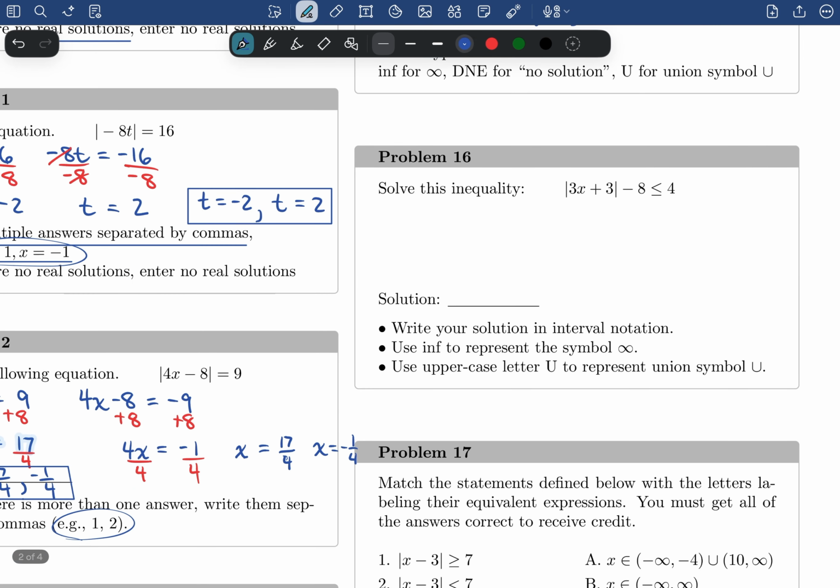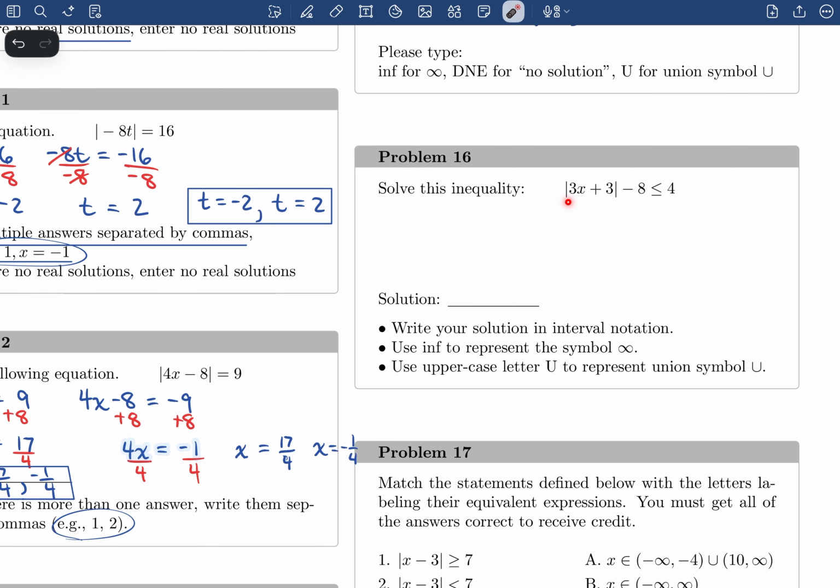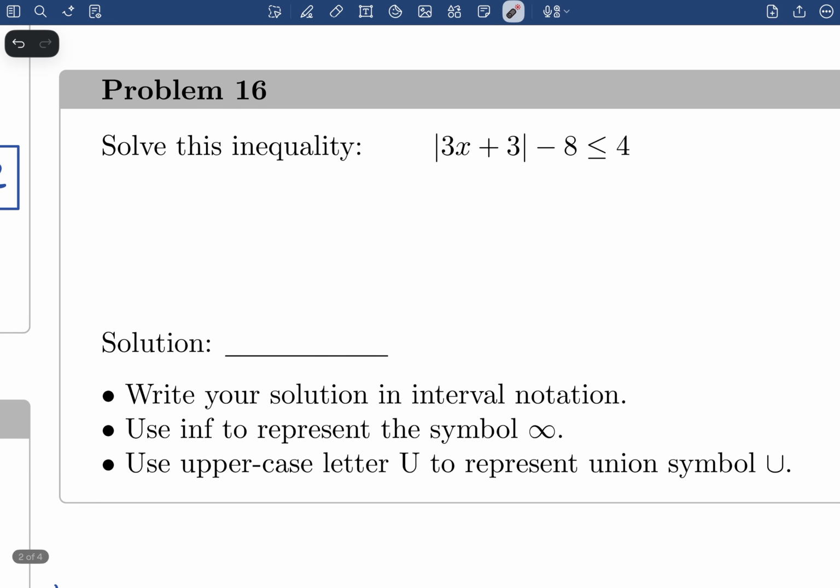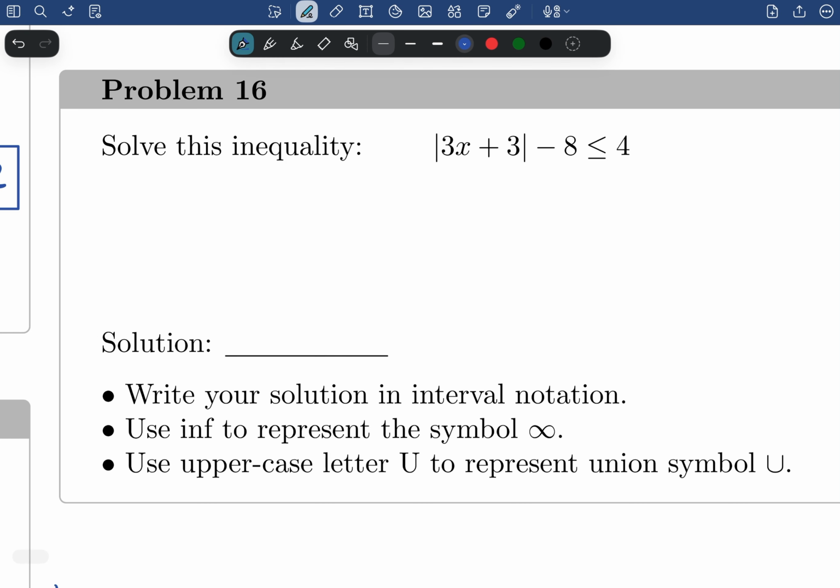Moving on to problem number 16, solve this inequality. It says the absolute value of 3x plus 3 minus 8 is less than or equal to 4. Great. So first, I want to isolate my absolute value, meaning get it by itself. To do that, I'm going to add 8 from the left side to the right side. And I get the absolute value of 3x plus 3 is less than or equal to 4 plus 8, which is 12.